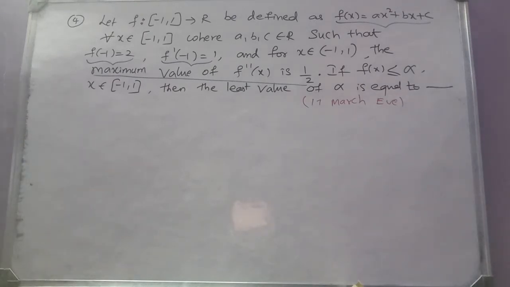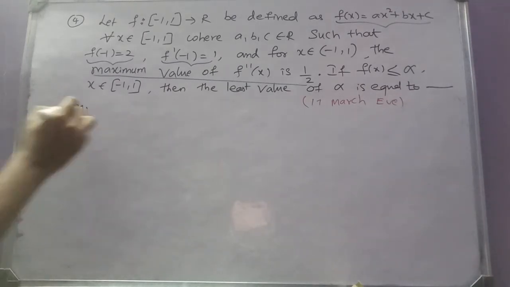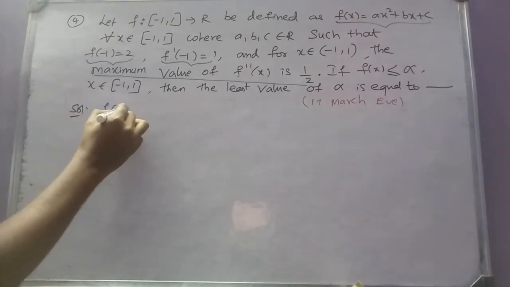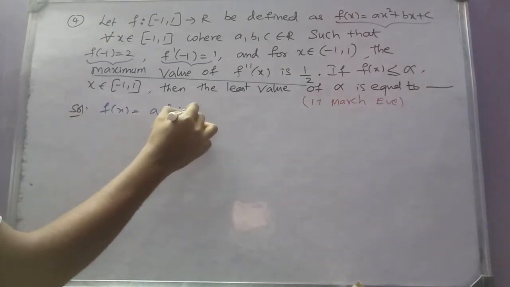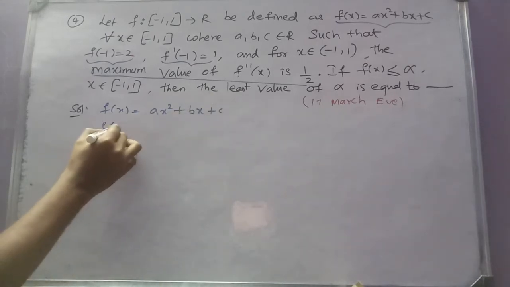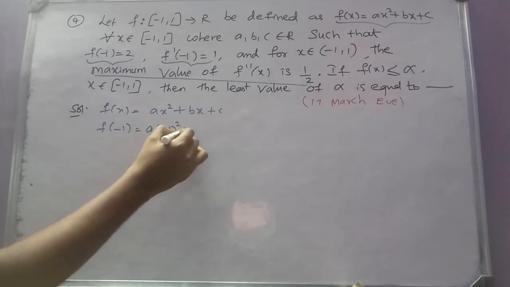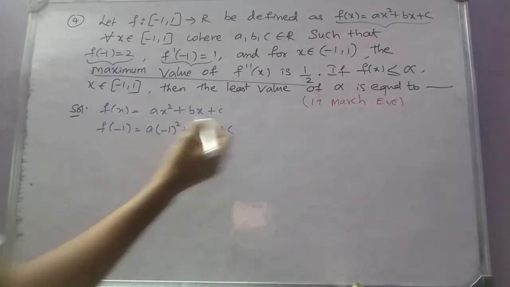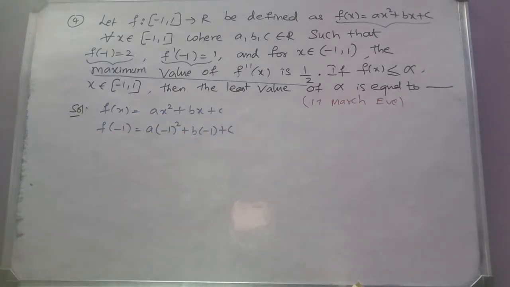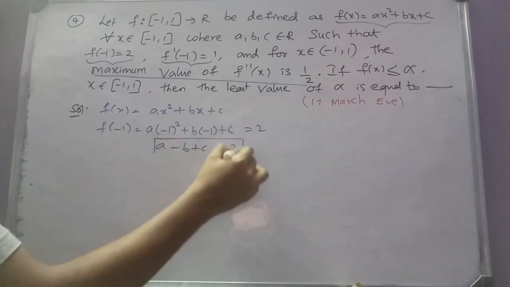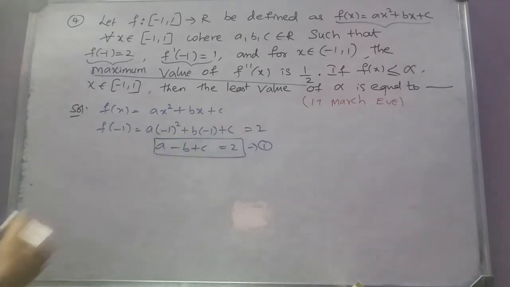So first of all, they told that f of minus 1 is equal to 2. f of x is equal to a x square plus b x plus c, so f of minus 1 is a into minus 1 square plus b into minus 1 plus c. And this is equal to 2 according to the question. So therefore, a minus b plus c is equal to 2. Remember this equation, the first equation.